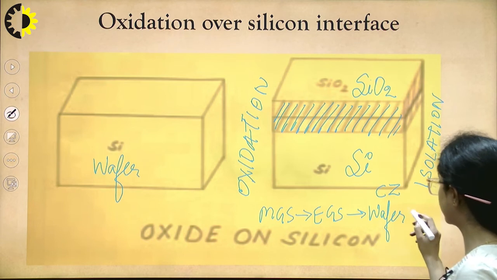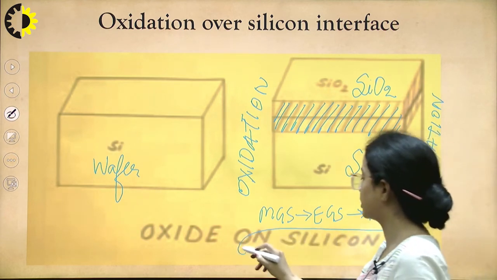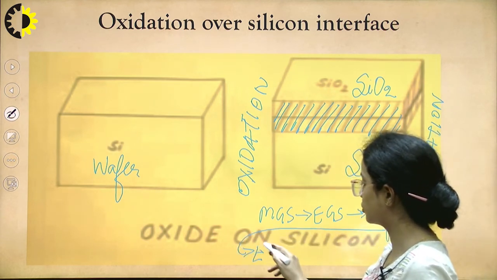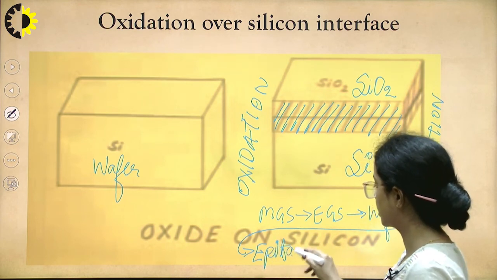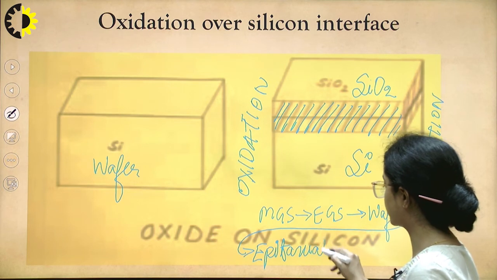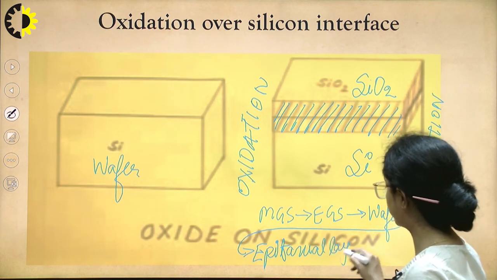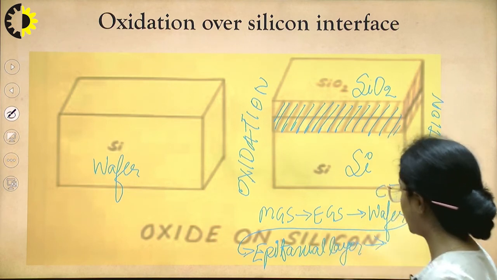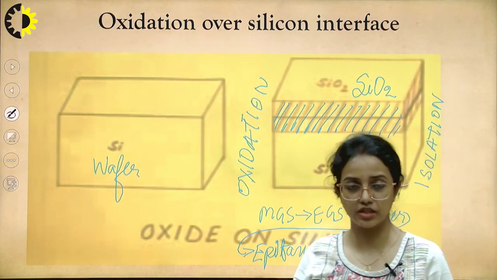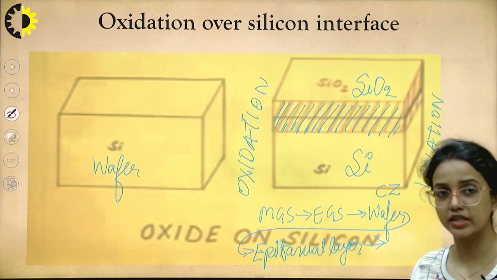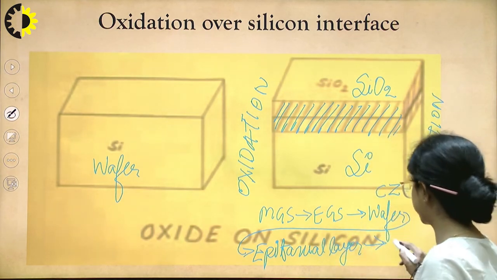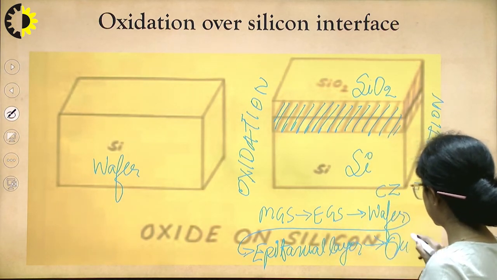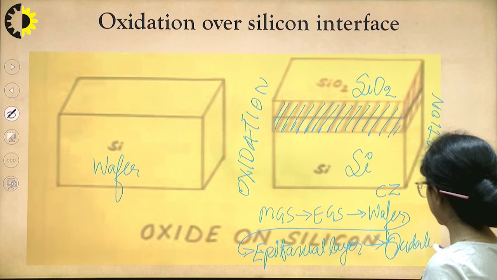Now after we have a wafer, we have grown an epitaxial layer on the top of the wafer. After this epitaxial layer is achieved on the top of the wafer, the next big thing which comes into the picture is oxidation. Oxidation is the next fabrication step.